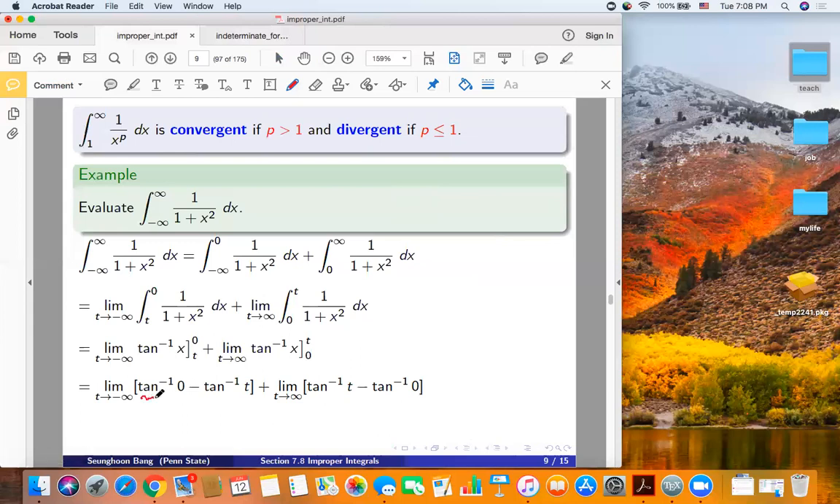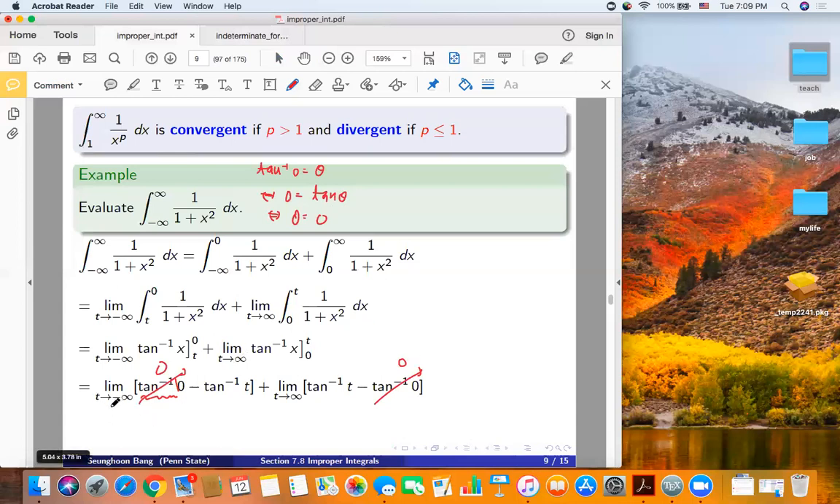What is inverse tangent of 0? Do you know inverse tangent of 0? 0 or pi by 2? What do you think? Inverse tangent of 0 is 0, because inverse tangent of 0 is some angle theta. Use the definition: 0 equals tangent theta. Theta equals angle 0. So this is going to 0.